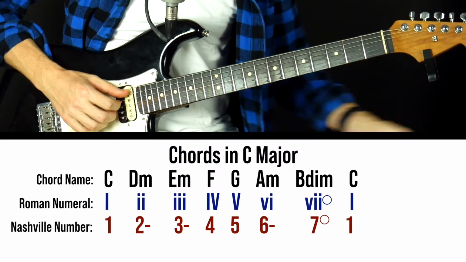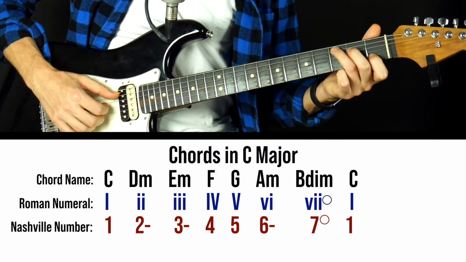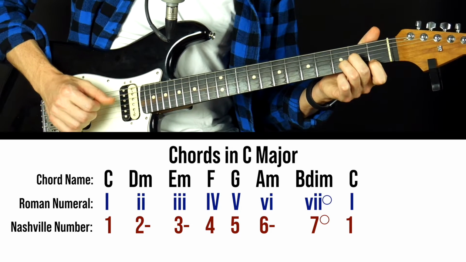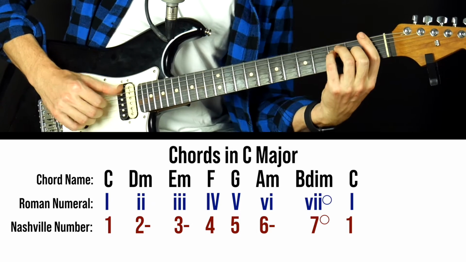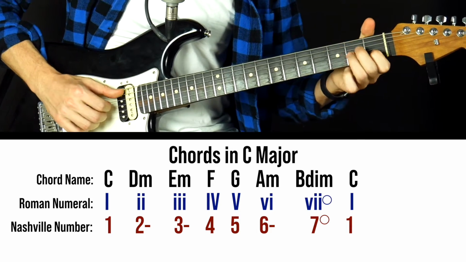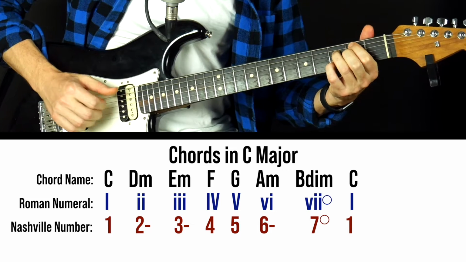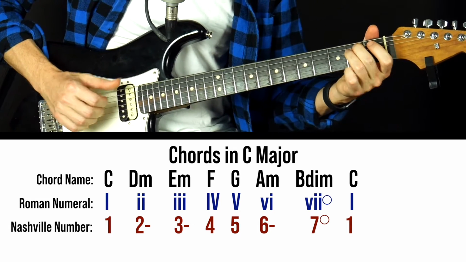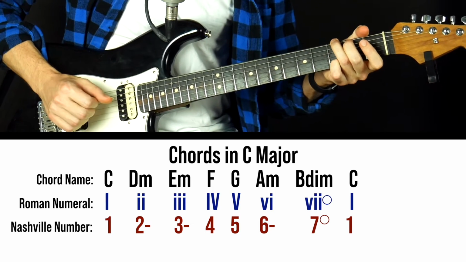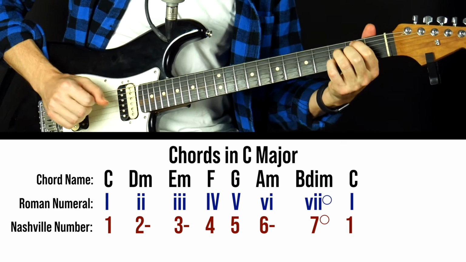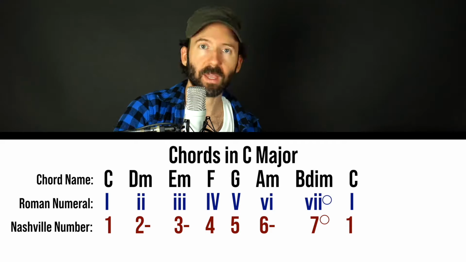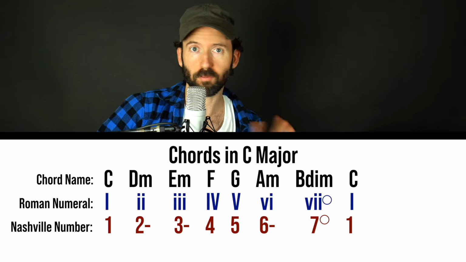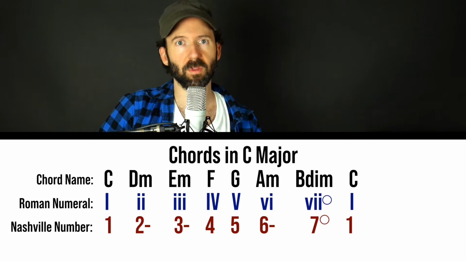So let's say we're in a major key, C major. We have the chords in that key: C major, D minor, E minor, F major, G major, A minor, B diminished, and C. And that's 1 major, 2 minor, 3 minor, 4 major, 5 major, 6 minor, 7 diminished, 1. We could use Roman numerals, which is more classical and jazz analysis, or we could just use regular numbers, which is the Nashville number system.